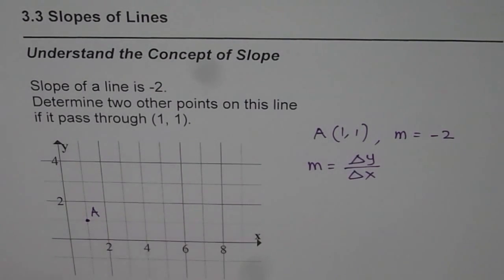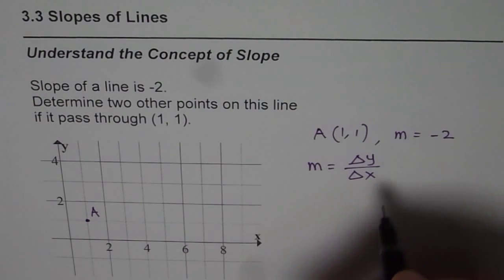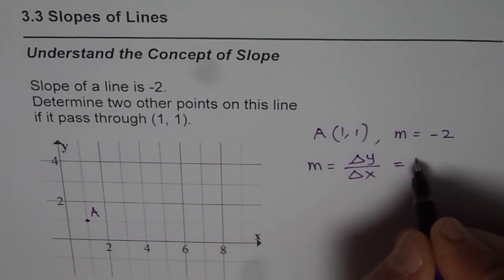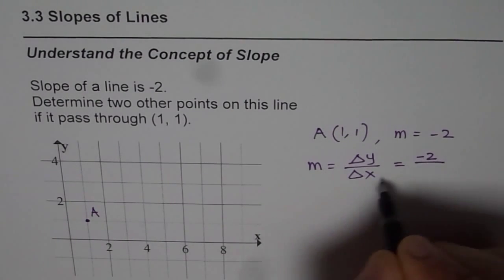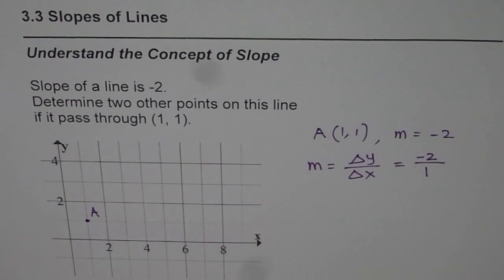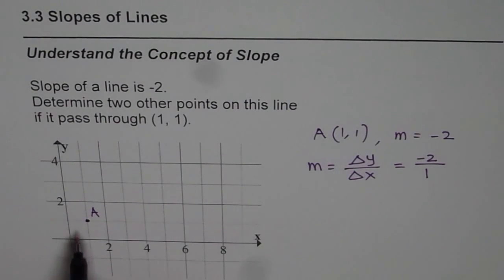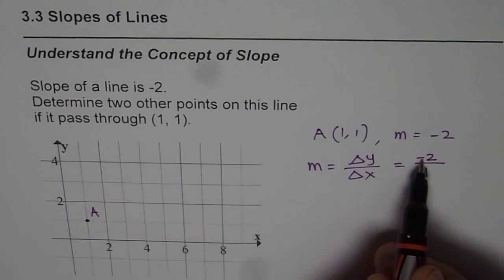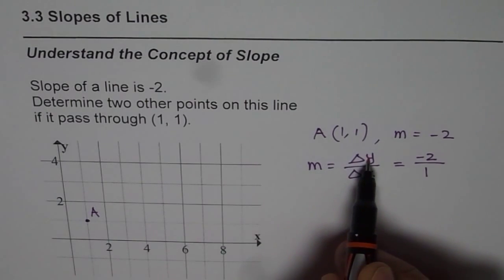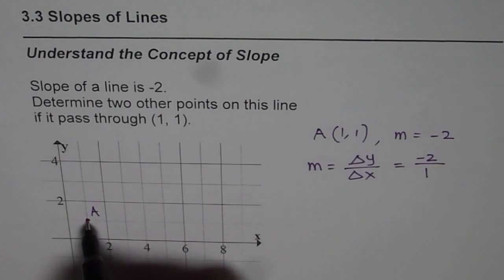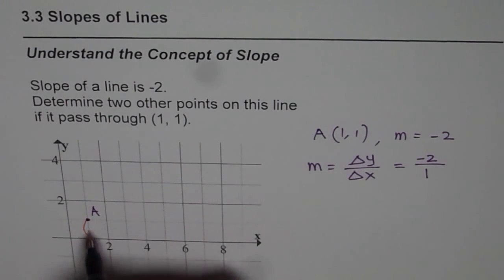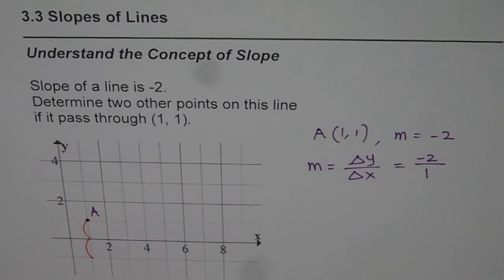So we are saying that slope is -2. That means we can say change in y value is -2 and let the change in x value be 1. Correct? So let's see how that change will affect this point. From here, let's move 2 units down. Change in y value is -2, that means we'll move 2 units down. That is my change in y value, correct?